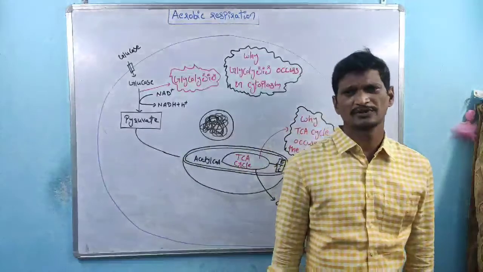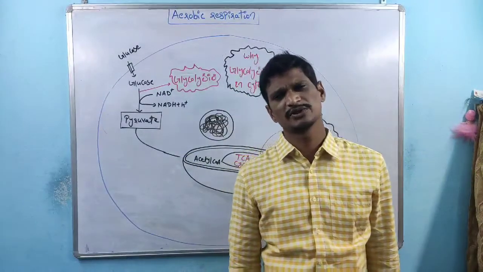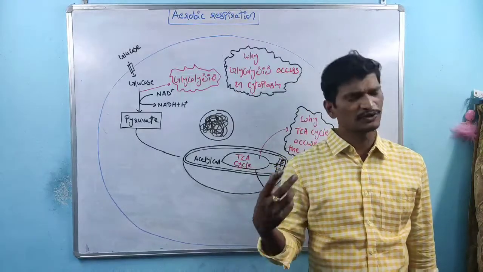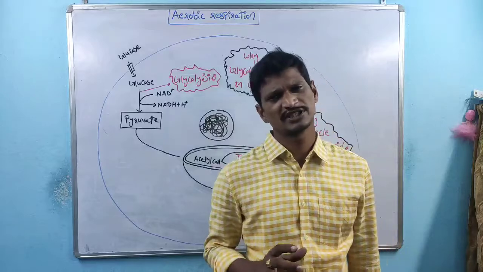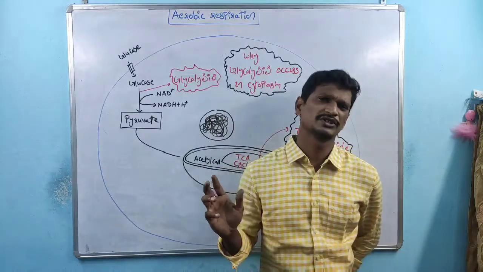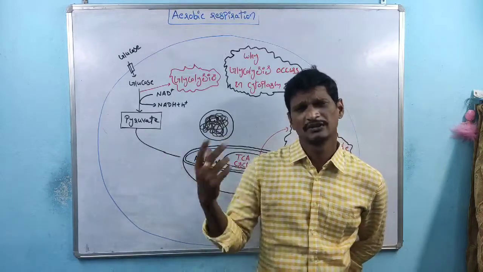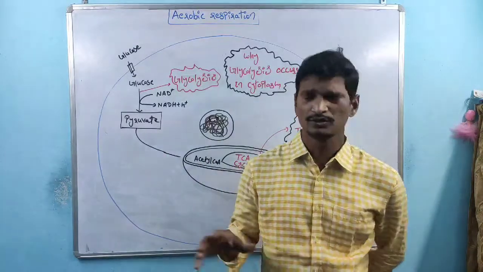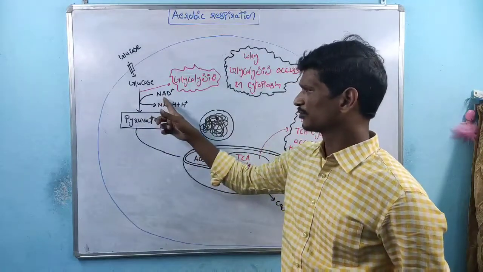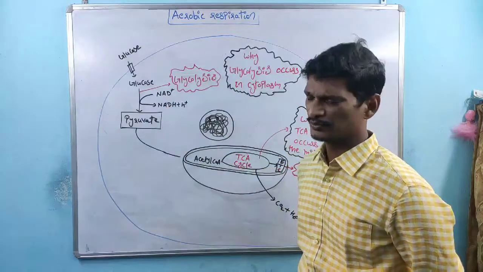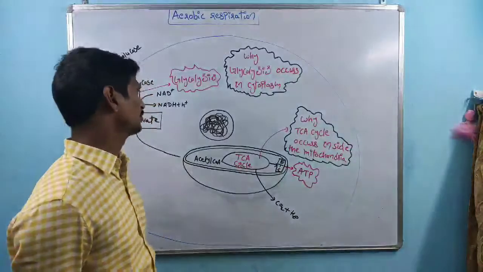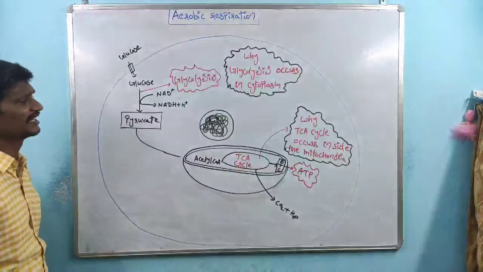Glucose 6-phosphate, fructose 6-phosphate, fructose 1,6-bisphosphate, glyceraldehyde 3-phosphate, right? 1,3-bisphosphoglycerate, 2-phosphoglycerate, and finally phosphoenolpyruvate produces pyruvate. I will explain each and every step of glycolysis. So here glucose to pyruvate conversion occurs. During that conversion, NAD plus is converted into NADH plus H plus. NAD is the low energy compound, converted into the high energy compound, right? That happens during glycolysis.